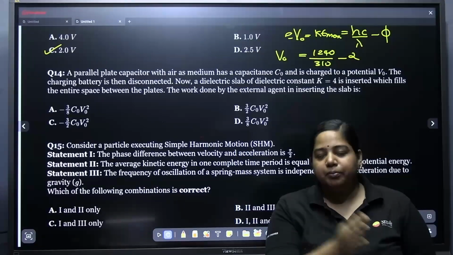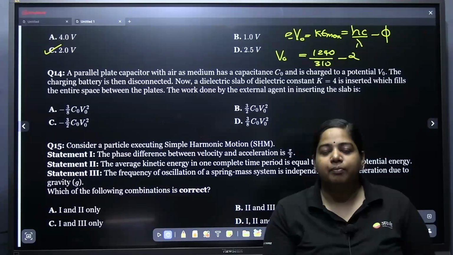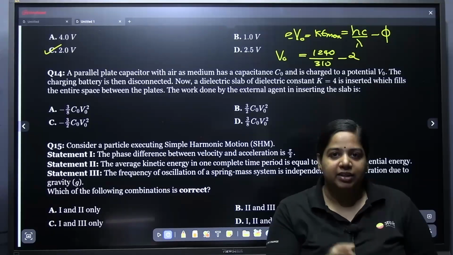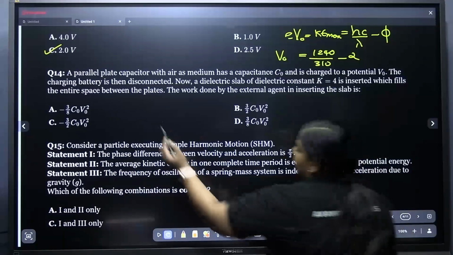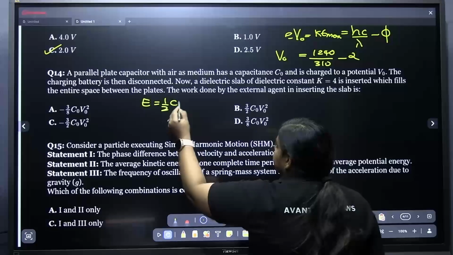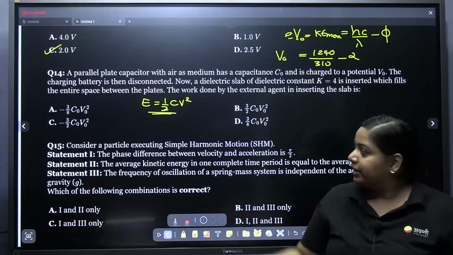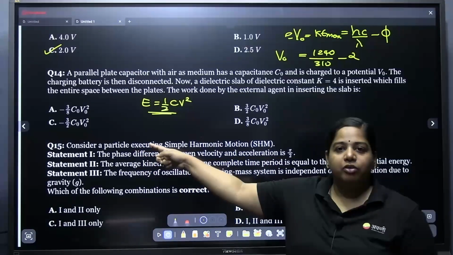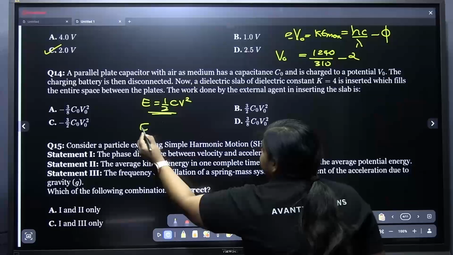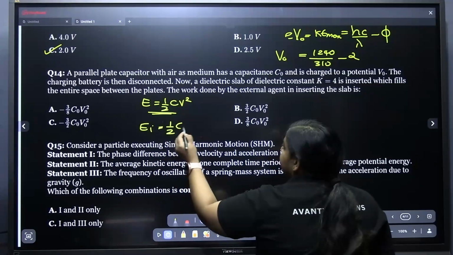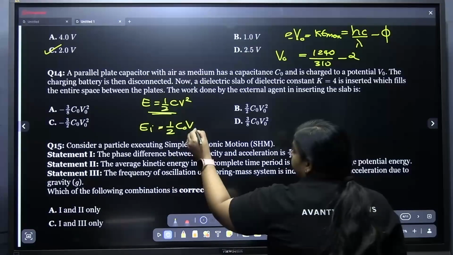From the work energy theorem, both are correct. Work done equals change in kinetic energy if it's a moving thing, or work done equals change in potential energy when potential energy is changed. So you can just find the change in energy. Energy is equal to half CV square. This is our formula. See the options, it is in CV square form, so you can directly use this. Initial energy is equal to half C naught V naught square.